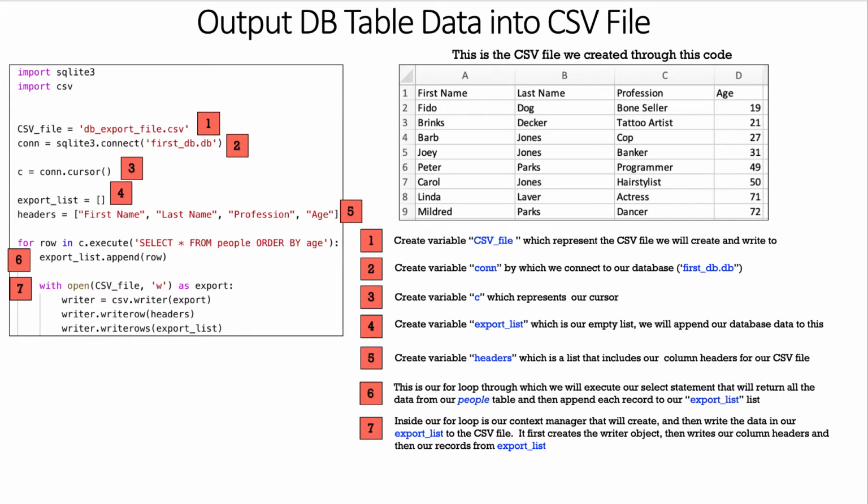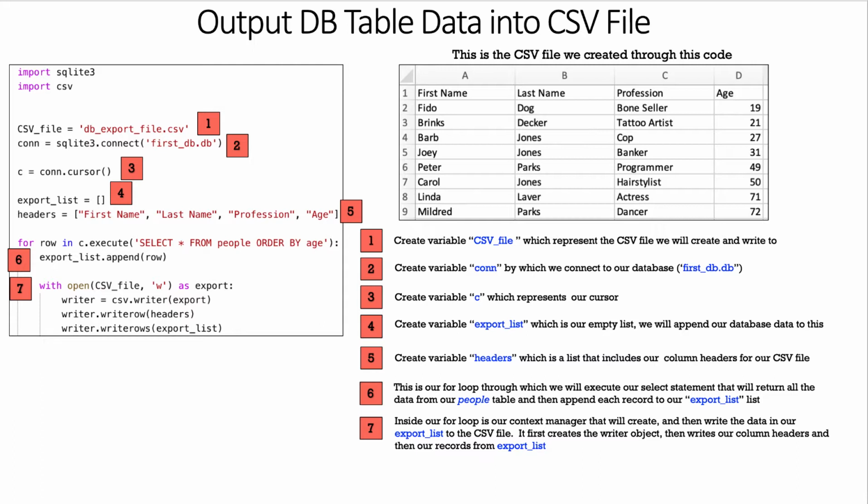And here, as previously mentioned, we will output data from our database table and import it into our CSV file. So we start with our import SQLite 3 and our import CSV as we did in the previous slide. And number 1 here creates the variable CSV file, which represents the CSV file we'll create and write to. Number 2 creates the connection by which we connect to our database, first_db.db.